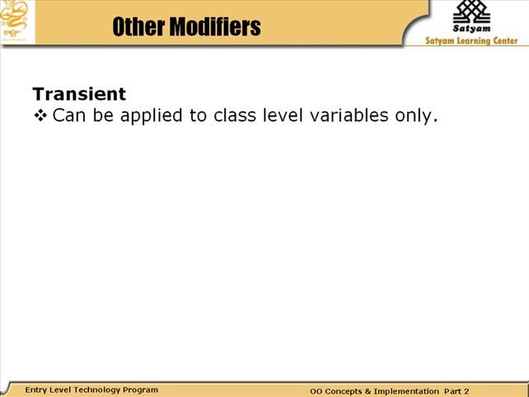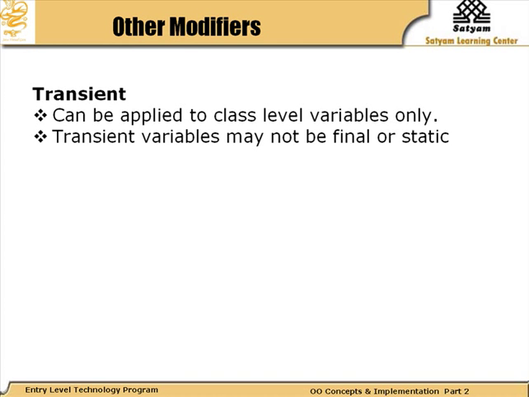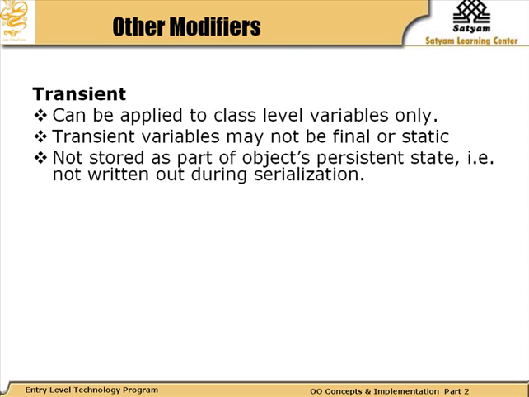Transient can be applied to class level variables only. Transient variables may not be final or static. Transient members are not stored as a part of object's persistent state, that is, not written out during serialization. Serialization is a part of persistency. However, I will take you through an example of transient in Unit 7 while we deal with Java IOs.